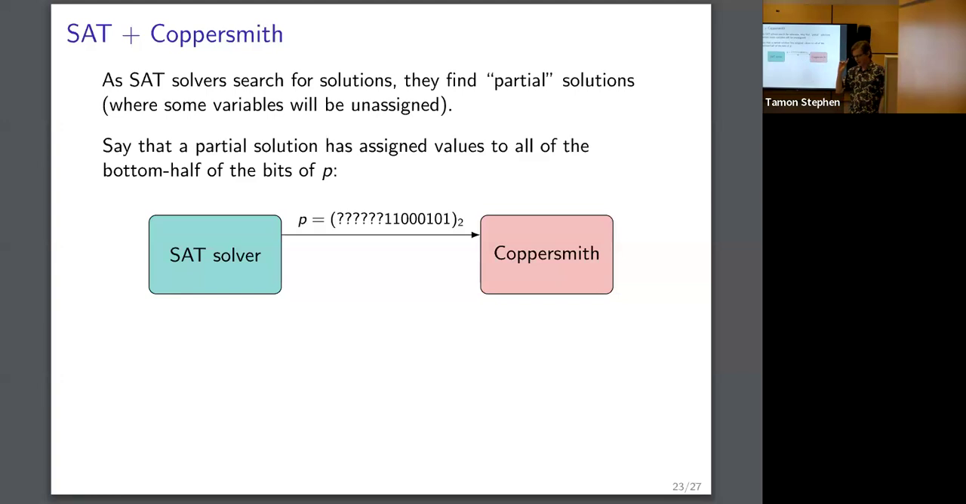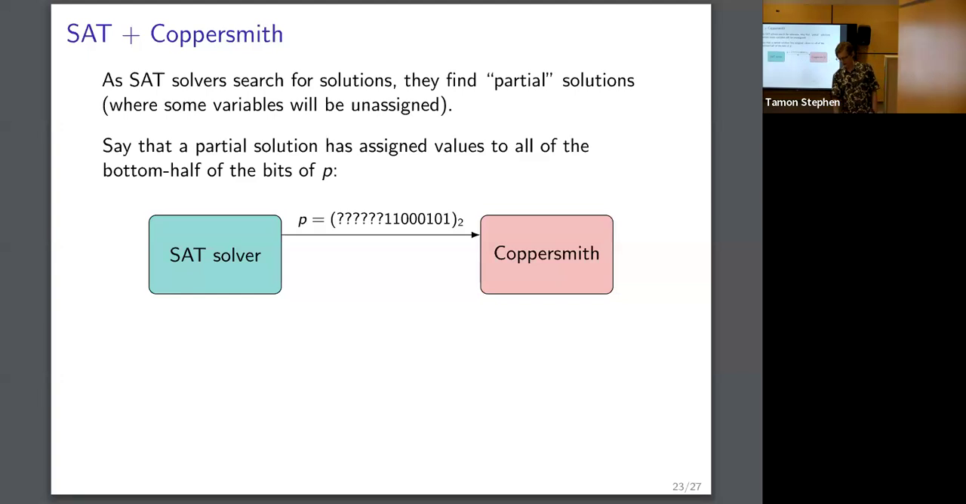But we can use Coppersmith in this case, because remember, Coppersmith will apply when you have the low bits of P. You need at least 50% of the low bits of P, and you can apply Coppersmith in polynomial time to derive the high bits. Okay, so in fact, this is going to work.